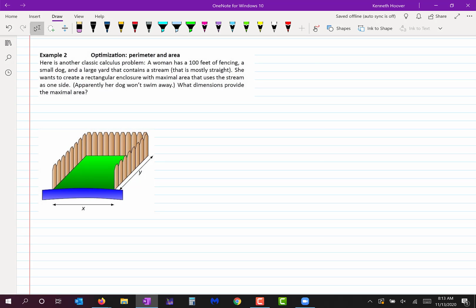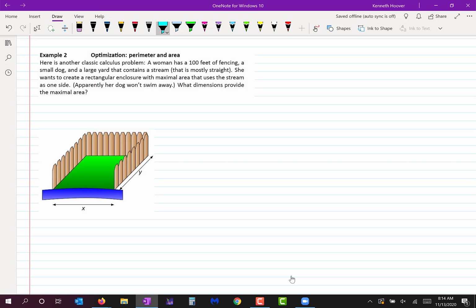It's almost the same, except the only difference here is there's a little river or a stream on one side of the property there. So the person only needs to build a yard with 3 sides of fencing. Okay, so let's read this problem.